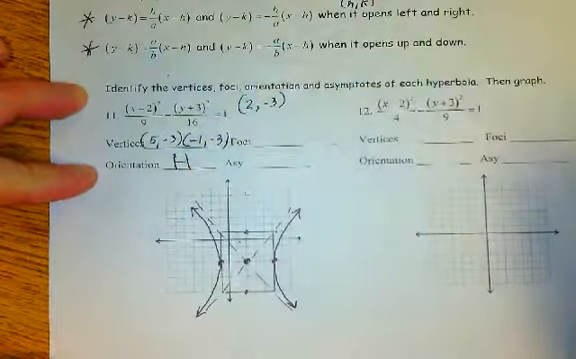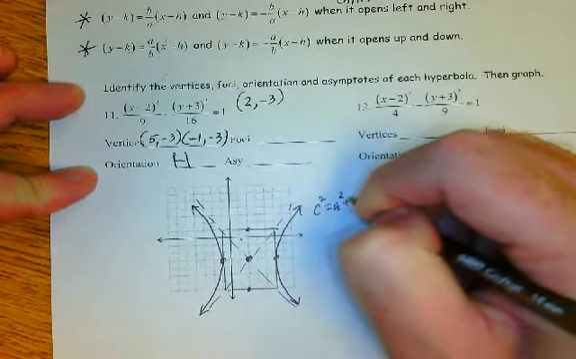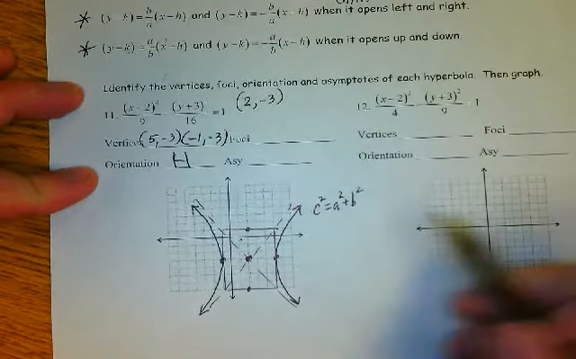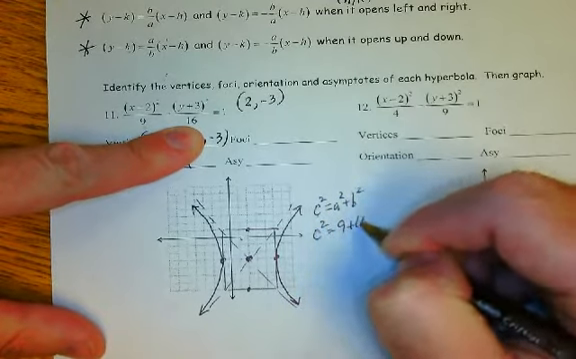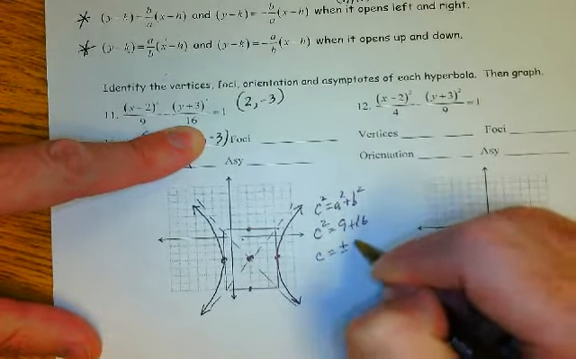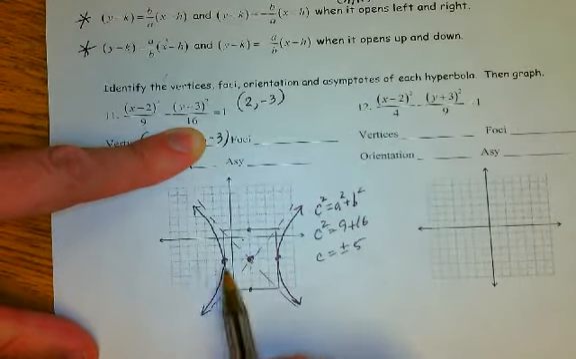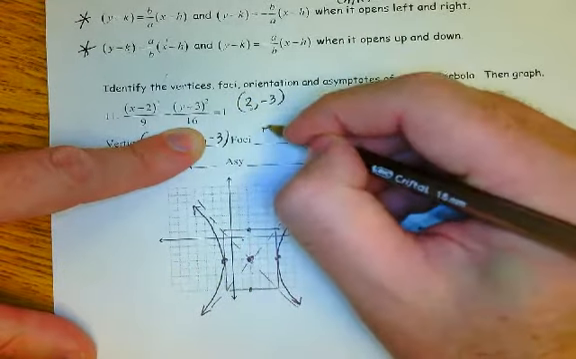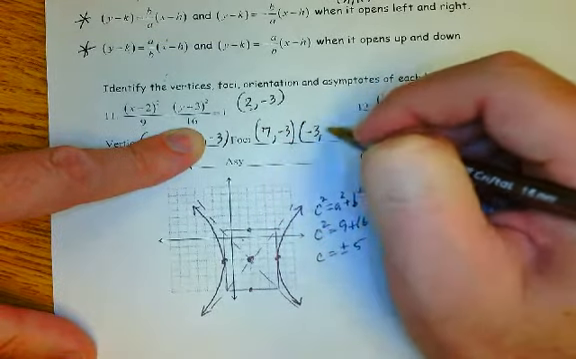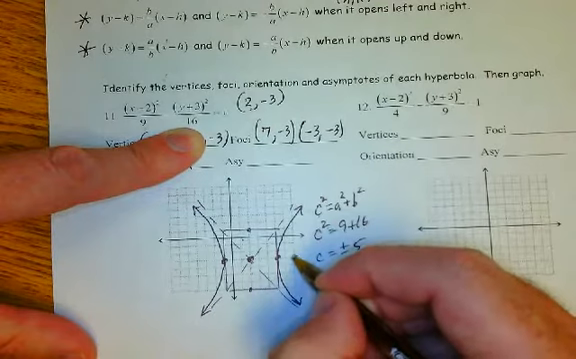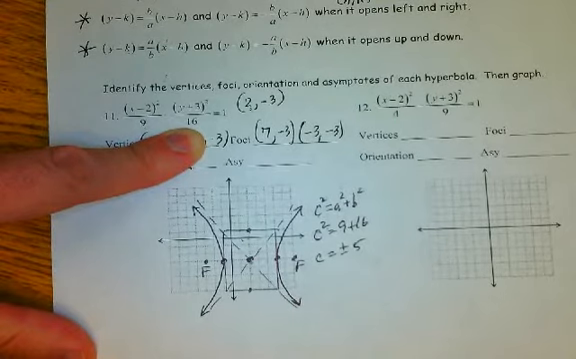Let's see. My orientation is horizontal. My foci are always c squared equals a squared plus b squared units from the center. So I don't know what c squared is, but a and b are staring at me. So c squared is 9 plus 16, which makes 25. So c is plus and minus 5 from the center. So this time I'm going 5 right, 5 left from that, which means if I add 5 in the x direction, I get 7. And if I subtract 5, I get negative 3. 1, 2, there's a focus. 1, 2, there's a focus. So I have 2 focuses, foci.